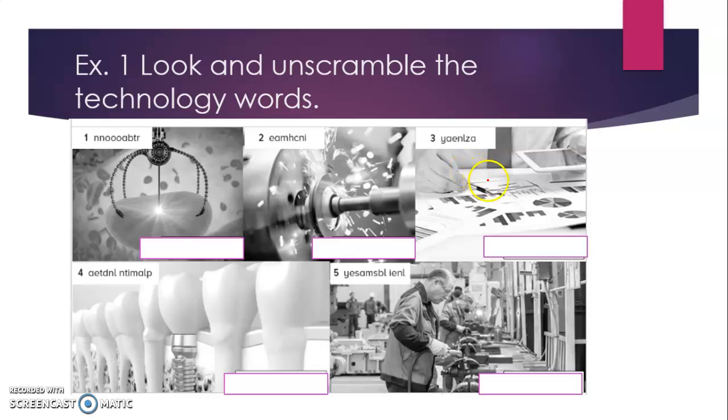The number 3, he is doing an analysis, okay? That word is analyze. So here in the number 4, we have dental implant. And in the number 5 is a man working in an assembly line. Okay, so let's continue with the next activity.